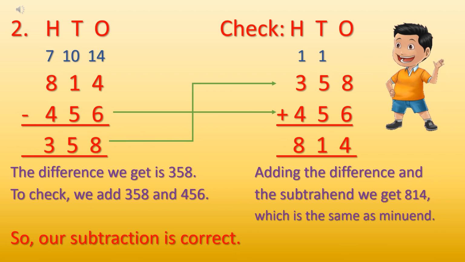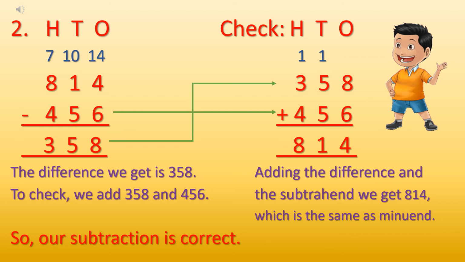And because we have borrowed from tens, we are left with 0 tens. So now again we will need to borrow from hundreds. So when we borrow from hundreds, we will have 10 tens. So 10 minus 5 is equal to 5, and because we had borrowed from hundreds, we are left with 7 hundreds, and 7 minus 4 will be equal to 3. So after subtracting 814 and 456, we have got the difference 358.